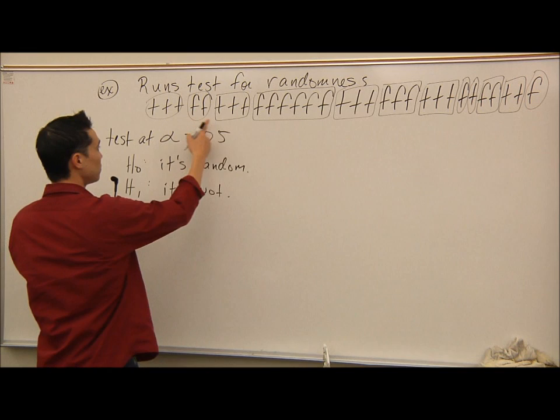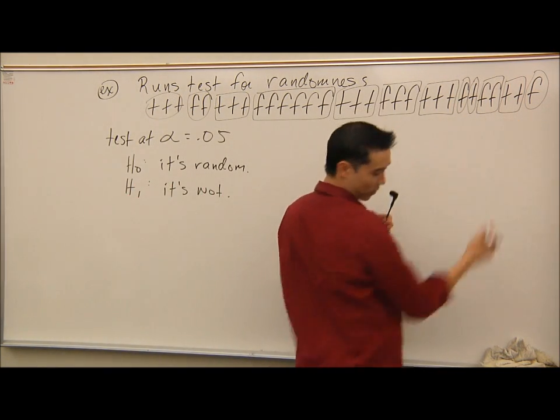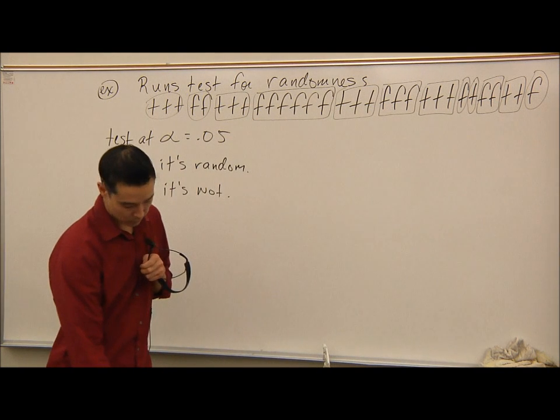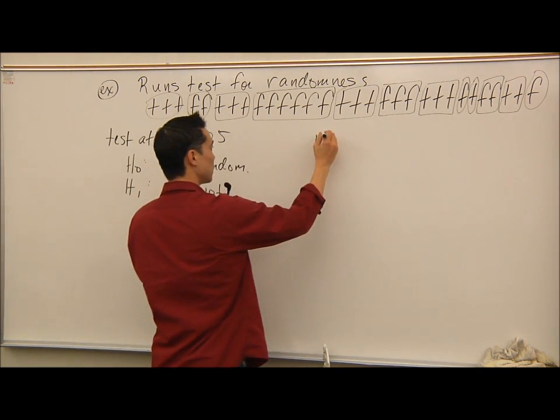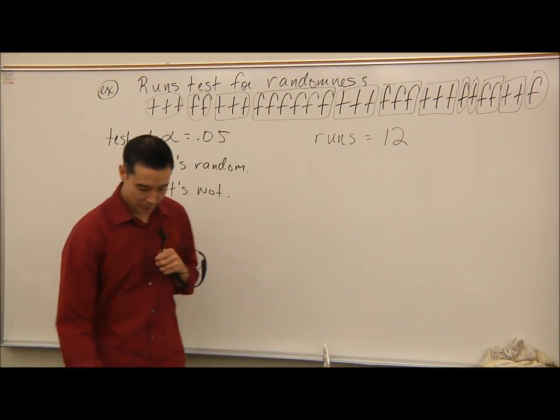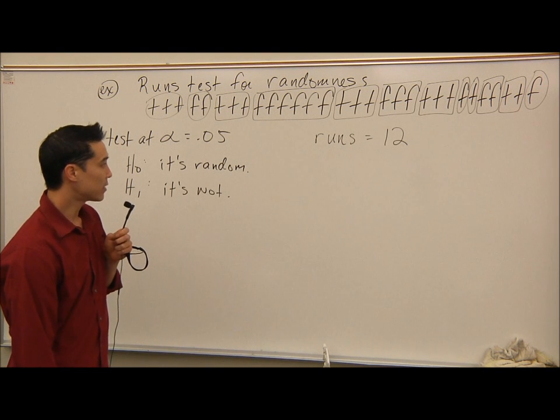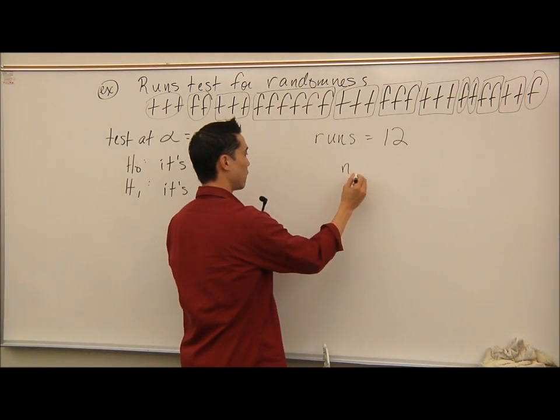So I have 1, 2, 3, 4, 5, 6, 7, 8, 9, 10, 11, 12. Does everybody agree that we have 12? Yeah. Okay, so the runs, there were 12. Okay, then the next thing is we have N1 and N2.